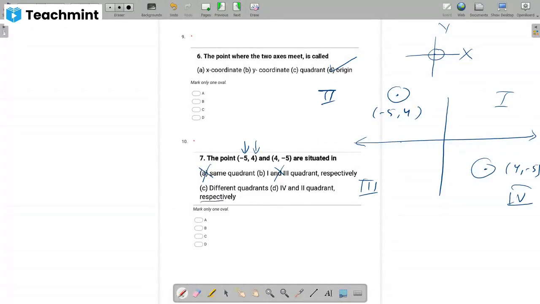Now this word is very important: respectively. It means the first point is in the fourth quadrant and the second point is in the second quadrant. But this option is wrong. Why? Because the first point is in the second quadrant. If it were second and fourth quadrant respectively, then this option would be correct. So this option is wrong because of this word respectively. It should be second and fourth quadrant. So what will be the correct option? Option C, different quadrants. Okay, let's move to the next question.